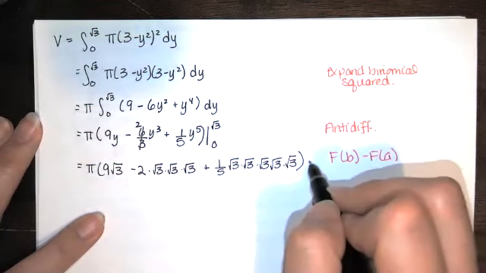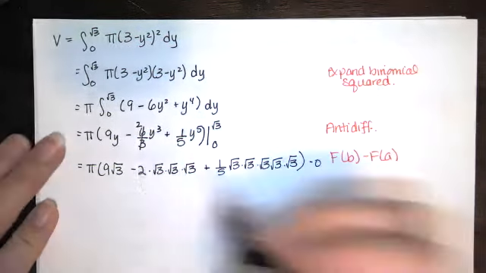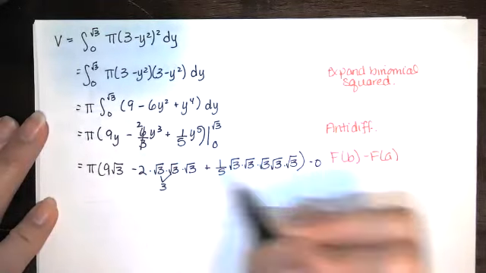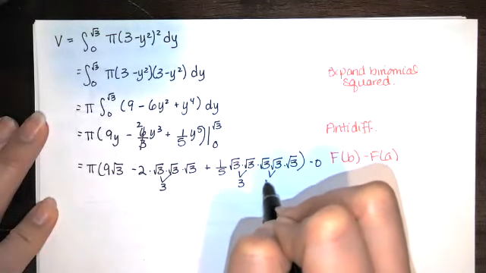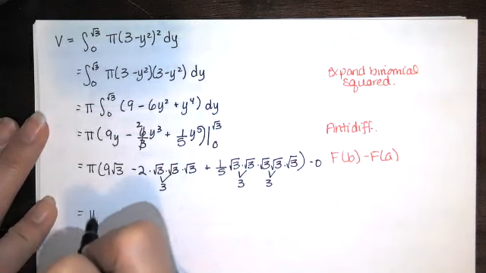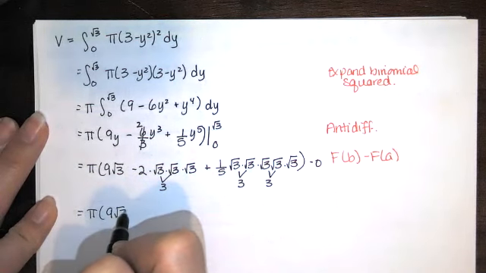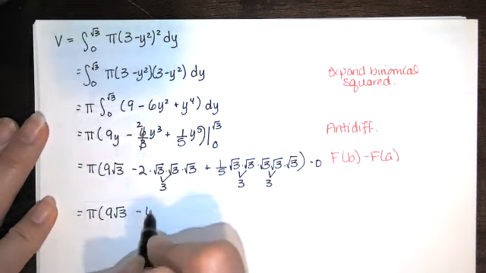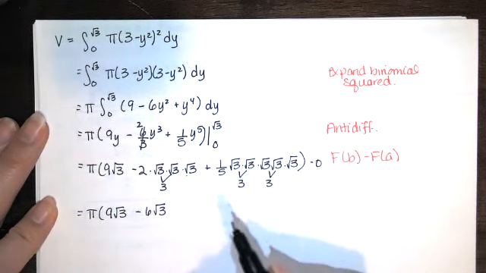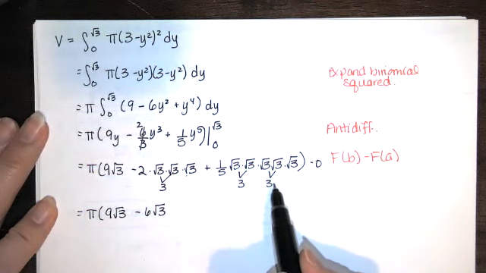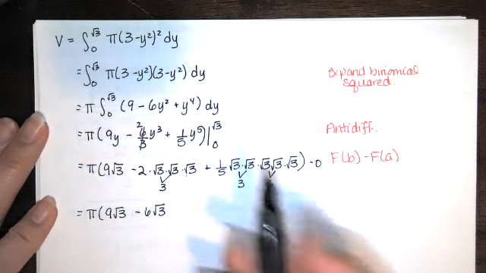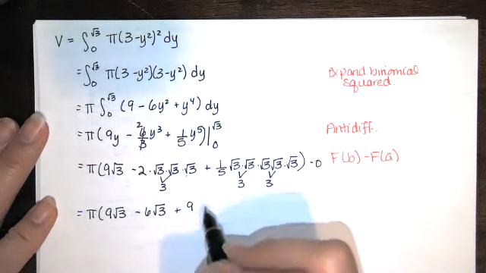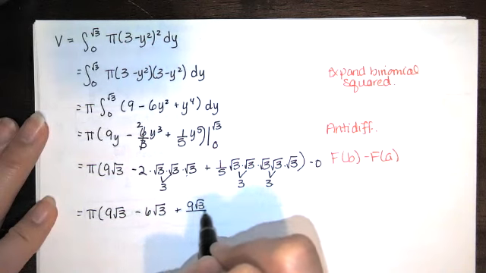When we substitute in y equals 0, we get 0. Square root of 3 times square root of 3 is 3. So I've got a 3 here and a 3 here. So what we end up with is pi times 9 times the square root of 3. Then I have a negative 2 times a 3. That's negative 6 times the square root of 3 there. And over here, I've got 9 times the square root of 3 times 1/5, or 9 square roots of 3 over 5.